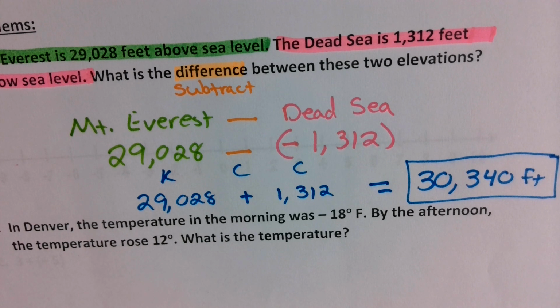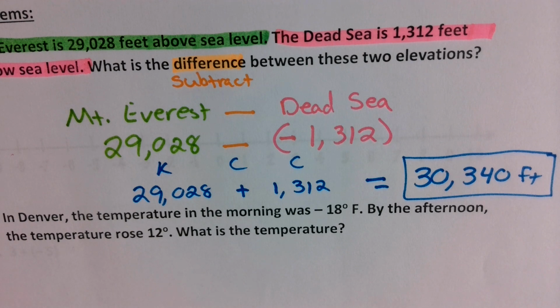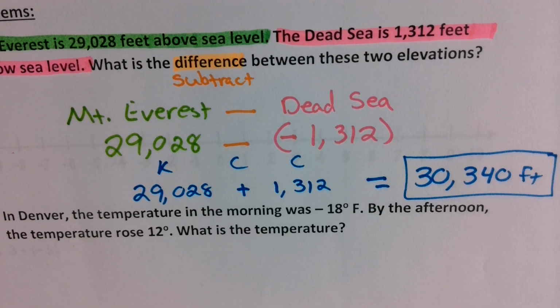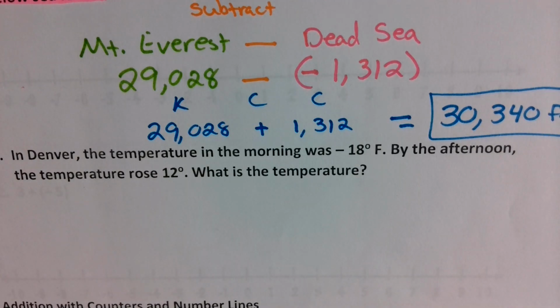Okay? We'll do one more word problem, and then we'll stop for today. Actually, I'm going to have you do the word problem on your own. Okay. So here in Denver, the temperature in the morning was negative 18 degrees, so we already know that that's a negative value.